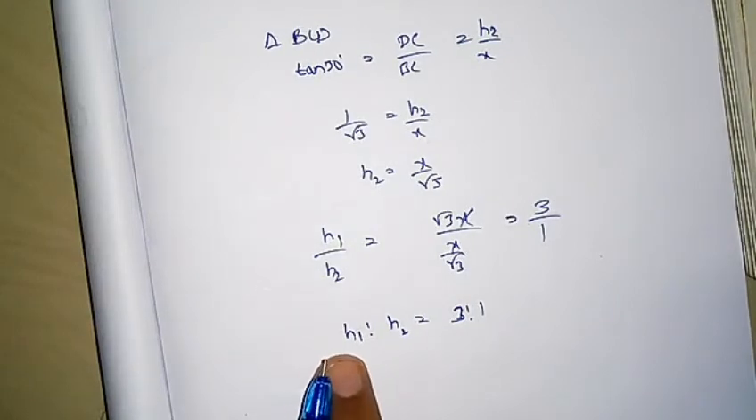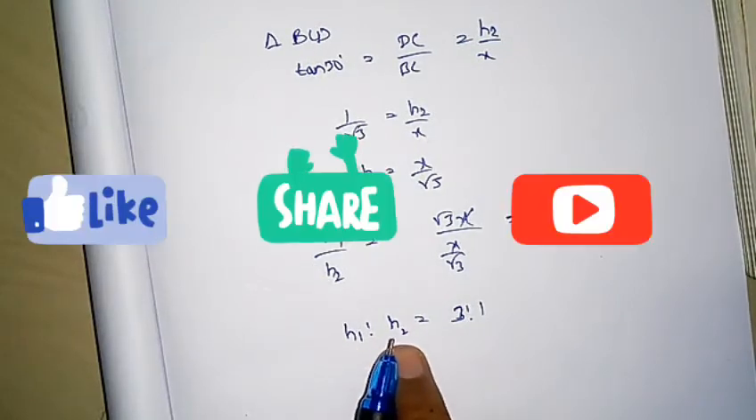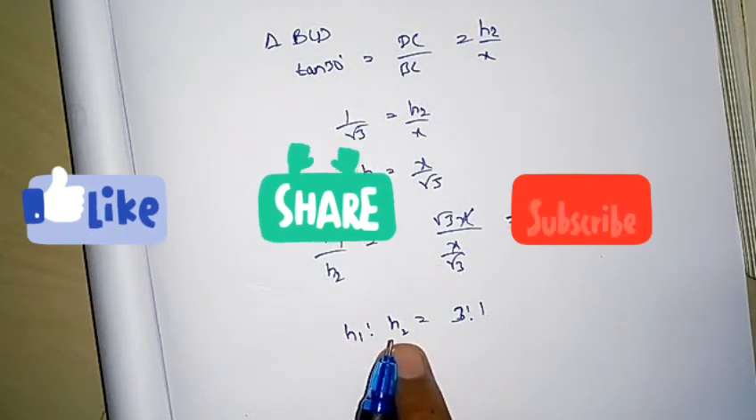Therefore, the ratio of the height of the building to the height of the tower is 3 is to 1.